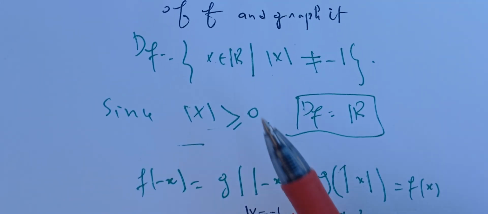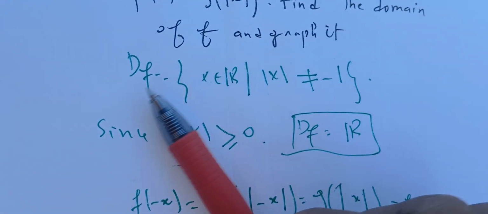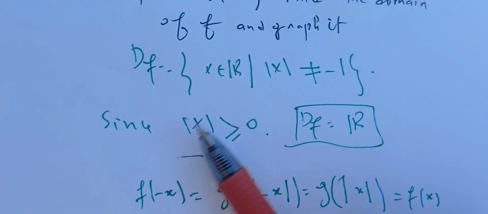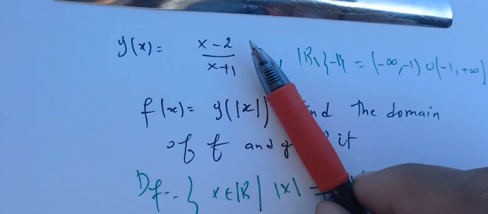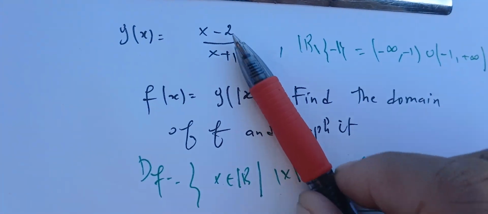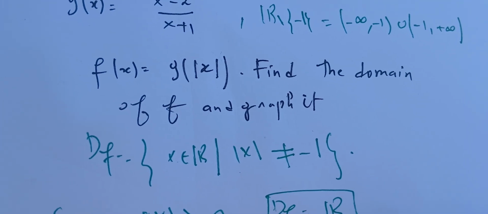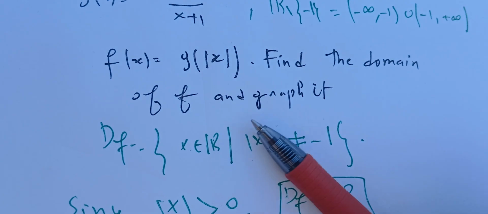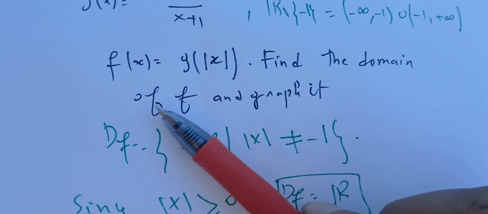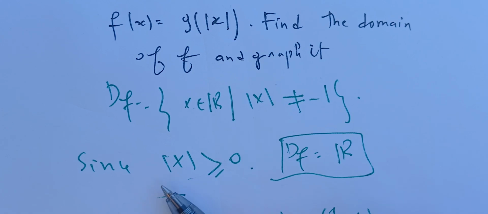So I think that's all we need here. We found the domain, we said why it is like that, and we have the domain of g from its expression here, and this means that we have finished the problem. We found the domain of f and graphed it. So the domain of f is R, and we graphed it.